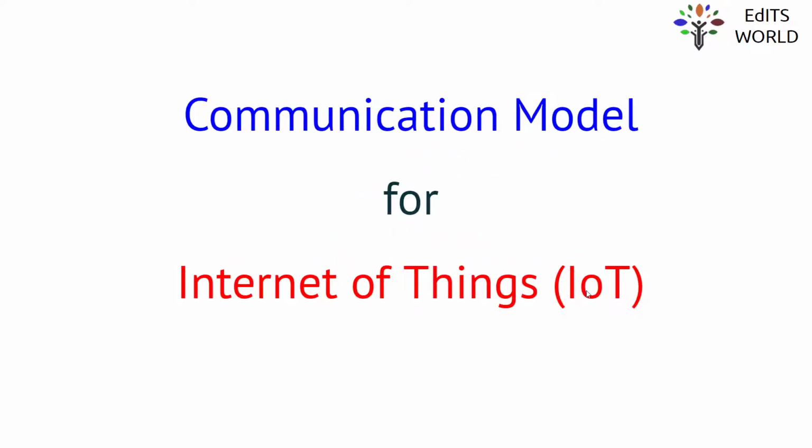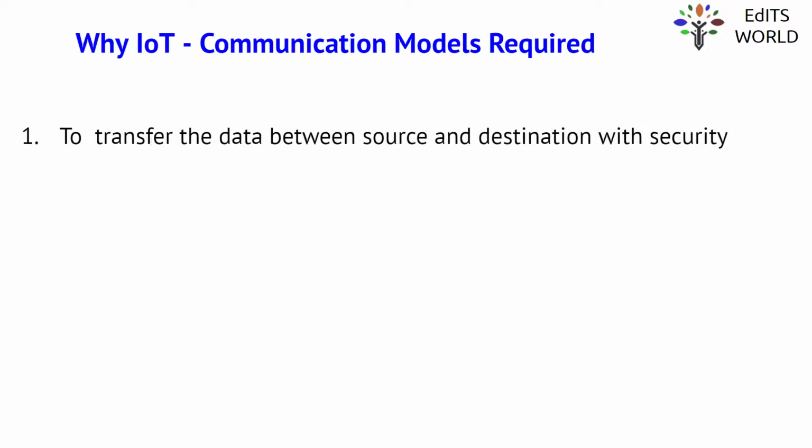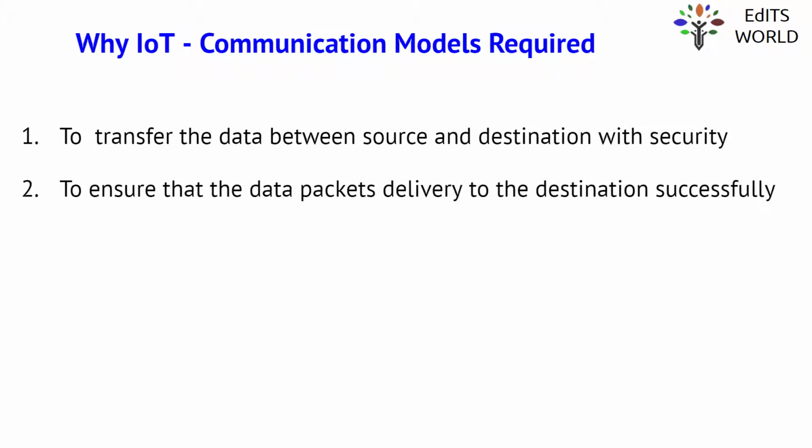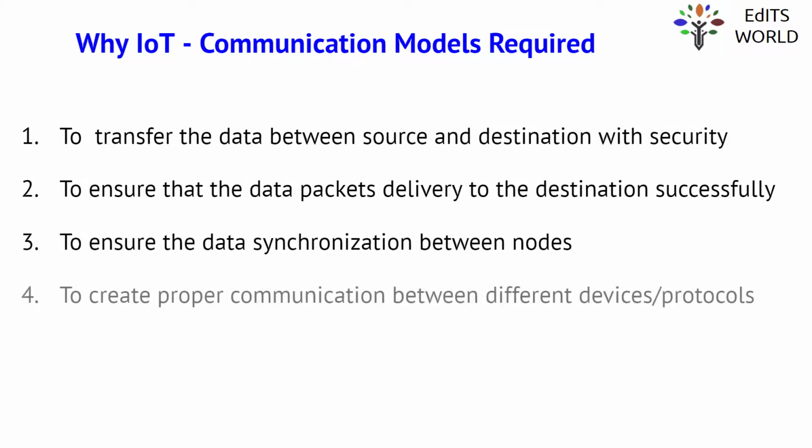Hi friends, today let us discuss the IoT communication model. IoT is the Internet of Things. As we all know, in IoT, different devices are connected wirelessly. One device communicates with another device. We can call these two devices nodes, source and destination, or transmitter and receiver.